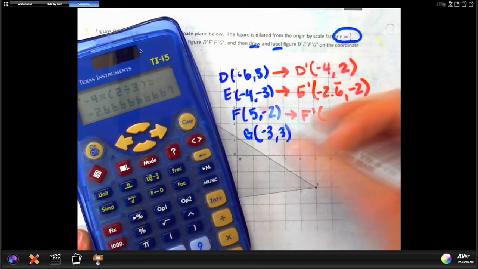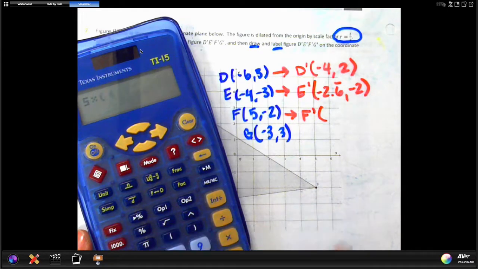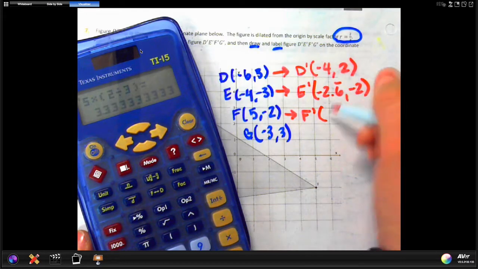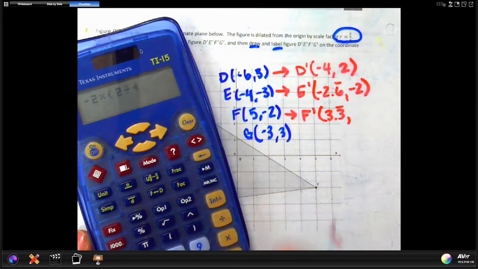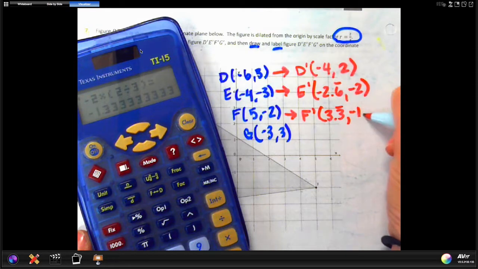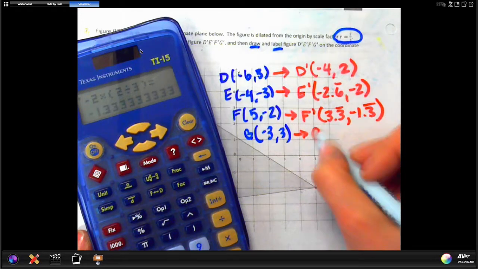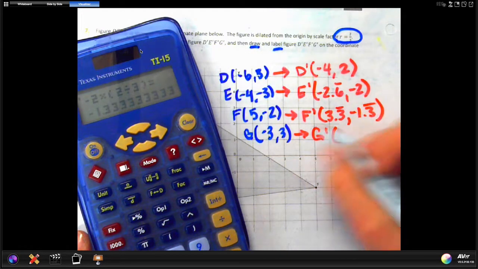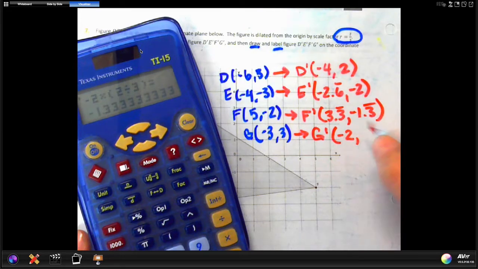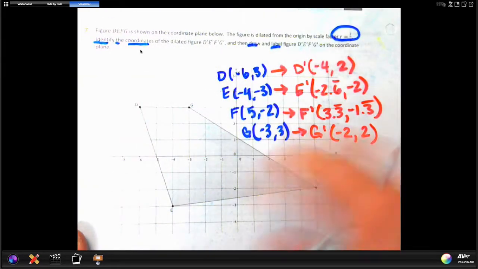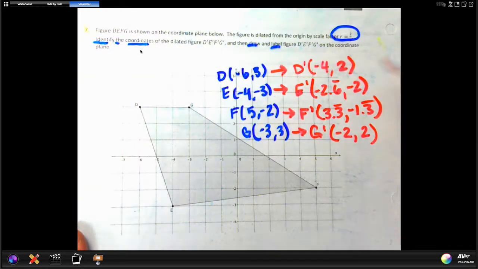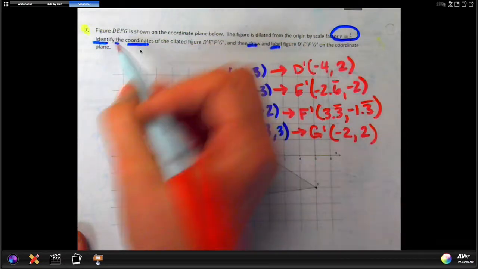F prime, if we do 5 times 2/3, we get 3.3 with the repeat sign, and then again negative 2 times 2/3. We will get another decimal, negative 1.3 with the repeat sign, or negative 1 1/3. And finally, G prime, if we had typed that in, negative 3 times 2/3 is negative 2, and 3 times 2/3 is positive 2. Okay, and so we end up with all of these answers here, and that's 4 of our points. Well, then that's the identify the coordinates part.